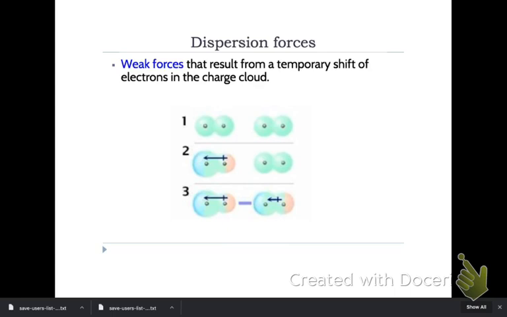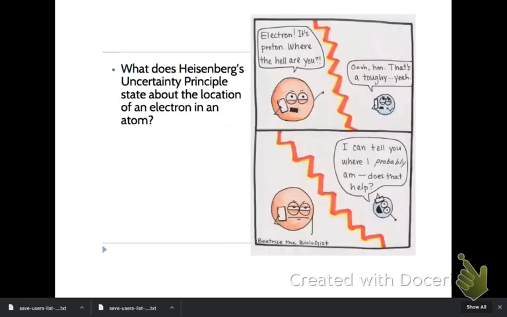And we'll come back to this slide, but I want to talk about Heisenberg's uncertainty principle that we looked at last semester when we were talking about atomic theory. Heisenberg's uncertainty principle says, remember, it's impossible to know the exact location and momentum of an electron at the same time. All we know are areas of high and low probability.